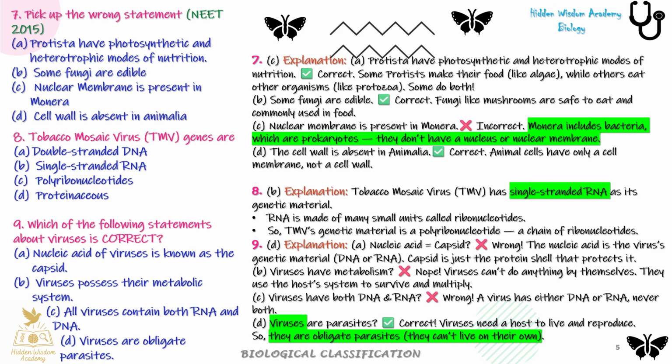Option C says viruses have both DNA and RNA. It is wrong. A virus has either DNA or RNA, never both. Option D says viruses are obligate parasites. It is correct. Viruses need a host to live and reproduce. So, they can't live on their own. So, option D is the correct answer.